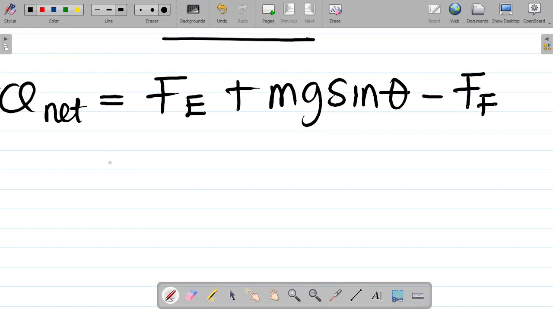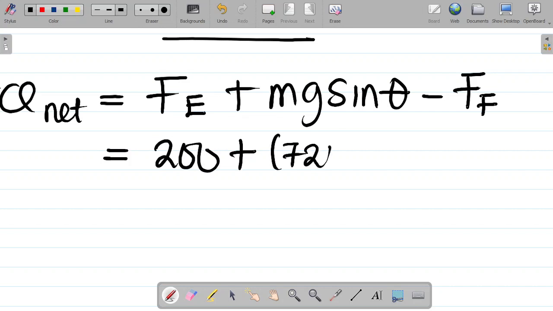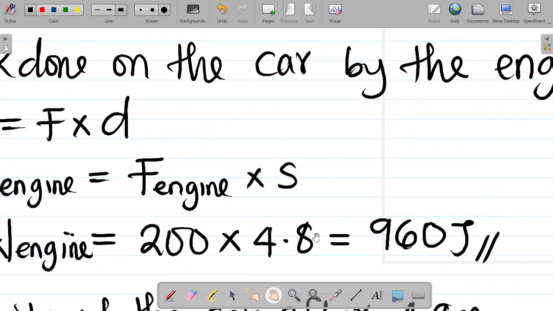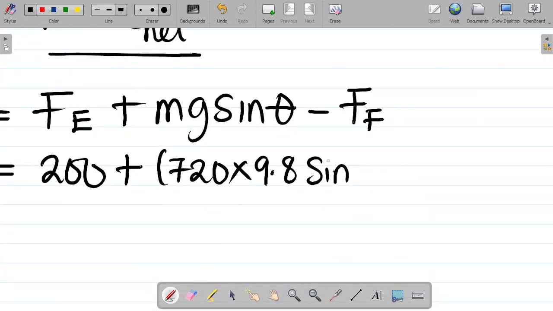Let's impute values here. This is equal to the engine force from the question. They gave the value of the engine force as 200 Newton. So it becomes 200 plus mg sine theta. What's the value of m? 720 times what's g? 9.8. Then sine of theta, the value of theta as we got was 48 degrees. That's this one here. So this into sine 48, minus the frictional force. From the question, the frictional force was given to us as 23 Newton.